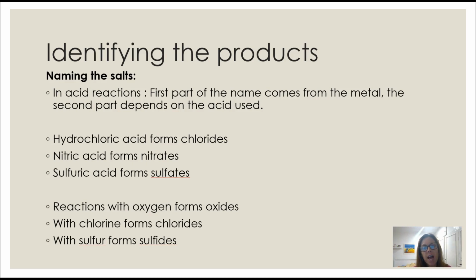So when we are looking at reactions with an acid, which are not all the reactions, but many of the reactions we're going to look at, the first part of the name always comes from the metal, and the second part depends on the acid that is used. So when I'm using hydrochloric acid, we're always going to form a chloride, nitric acid always a nitrate, sulfuric acid always a sulfate. Reactions with oxygen will form oxides. Sulfur will form sulfides, and so on. And practice in class will help you with this certainly.